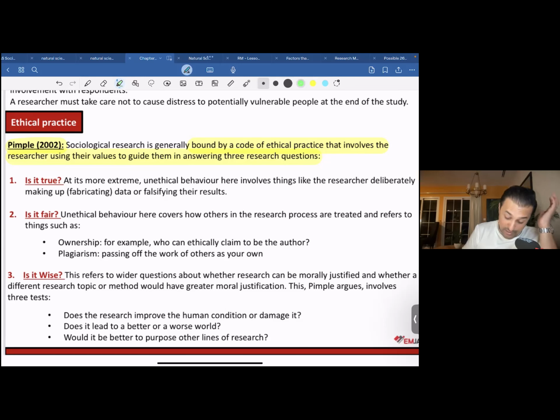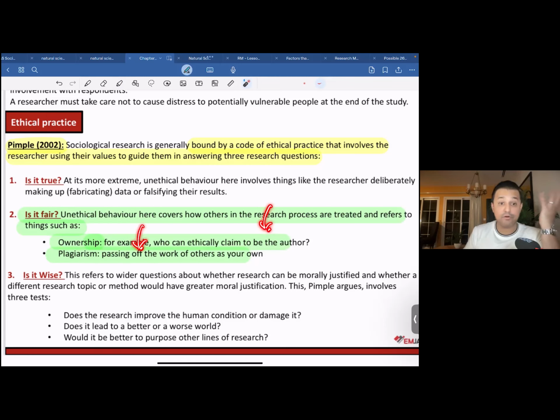At its more extreme, unethical behavior here involves things like the researcher deliberately making up or fabricating data or falsifying the results. So whatever the data is that you're publishing, whatever the findings are that are being published, make sure they are true, they're not fabricated, right? Number two, is it fair? Unethical behavior here covers how others in the research process are treated and referred to, things such as ownership or plagiarism. For example, who can ethically claim to be the author of something, or plagiarism, passing off the work of others? I'm sure you're aware of them both.